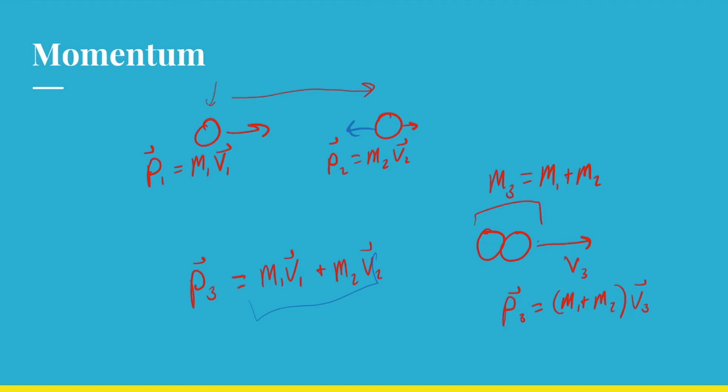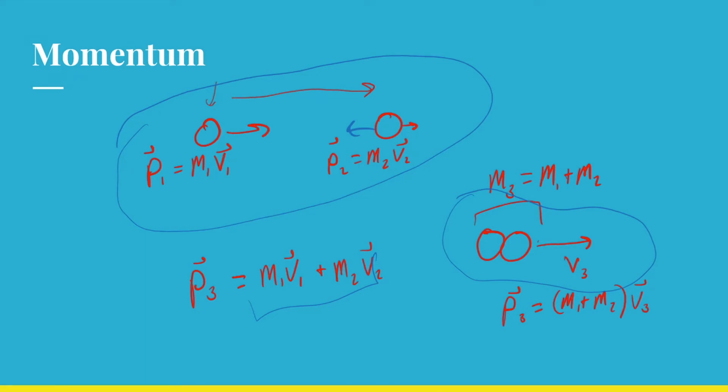There will never be a situation where 2 objects combine and the total momentum of the system is different. Notice that is talking about the whole system. So we're talking about this right here, P1 plus P2, and then we're talking about the combined system, P3. We're not talking about anything else.